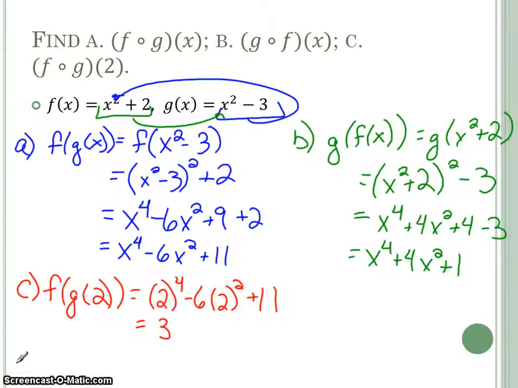So any questions with our second pair of functions here? All right, how are we feeling so far? Any ones, twos, threes, fours, fives?